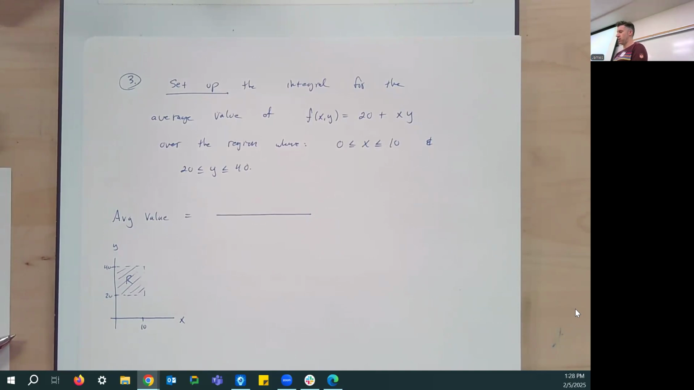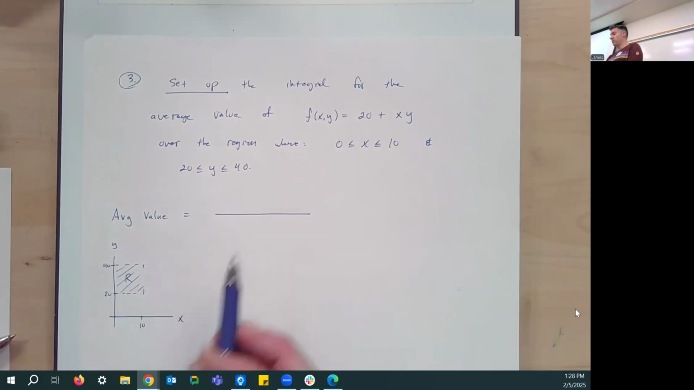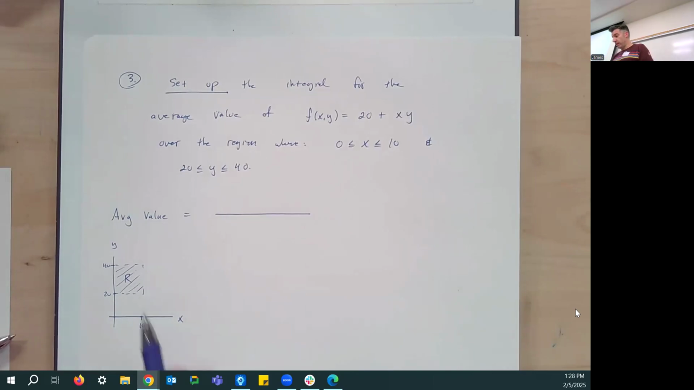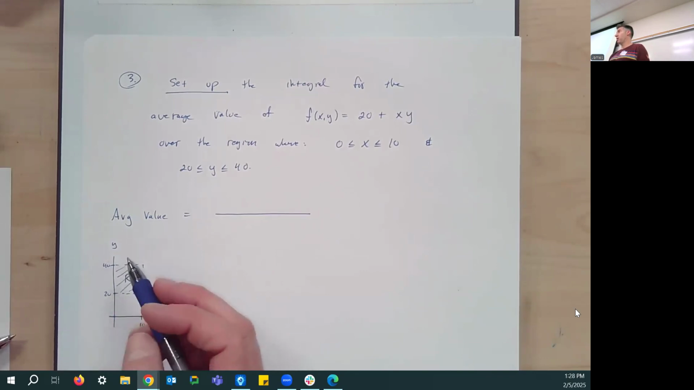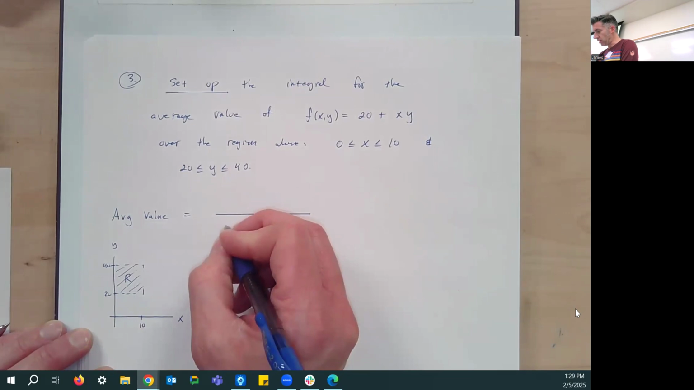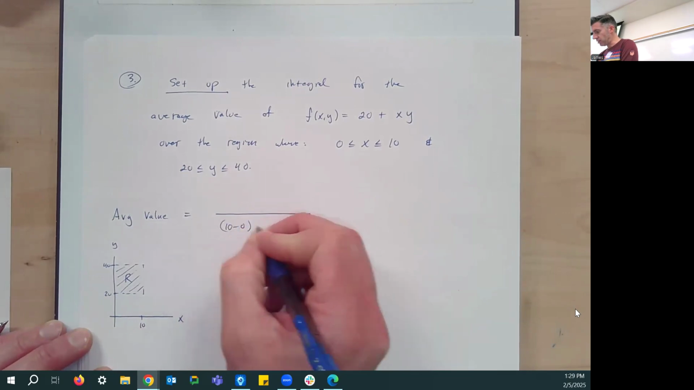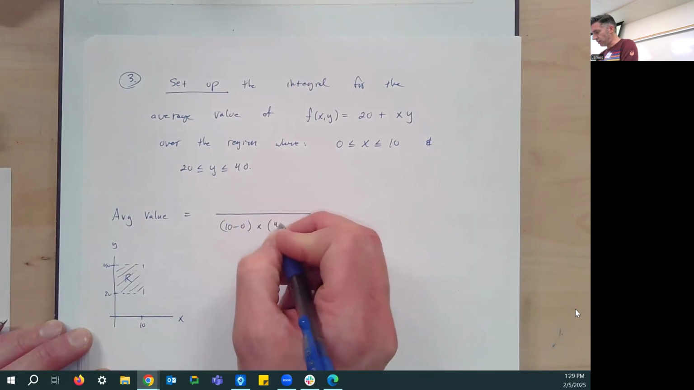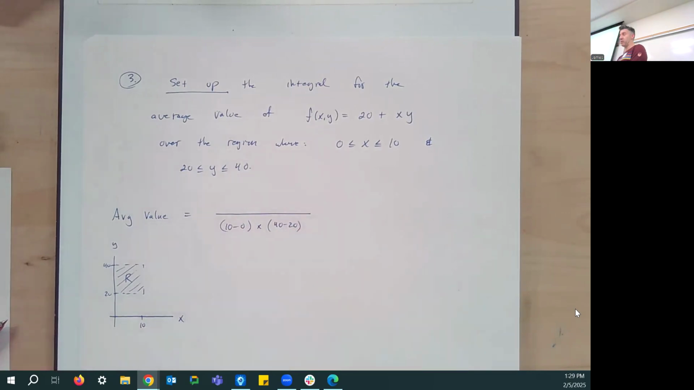All right, let's go ahead and take a look. So what's the area of our region? Yeah, it's 200, right? Because x is between 0 and 10, y is between 20 and 40. So essentially my region is a rectangle whose base is 10 and whose height is 20, and the area is 10 times 20, which is 200. You could write this as 10 minus 0 times 40 minus 20, if that's a little more explicit about what's going on.